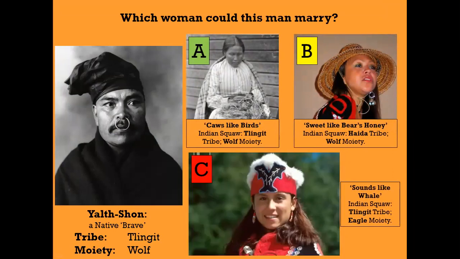She's the Tlingit tribe, the right tribe, and a different moiety. In this case, she's one of those rare eagles. I checked, she actually is. That's not her name, sounds like whale. Names have been changed to protect the guilty. So Yalshon will be able to marry sounds like whale. He wouldn't be able to marry sweet like bear's honey, she's the wrong tribe, or caws like birds, she's the same moiety.